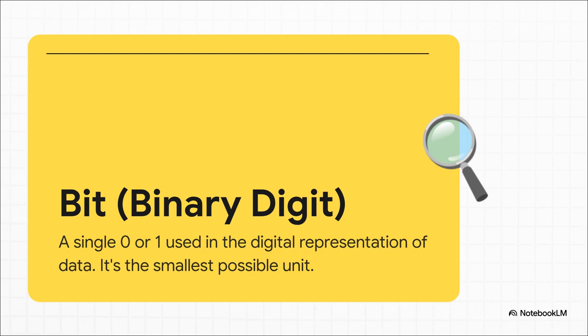And each one of those individual zeros or ones, that's what we call a bit, which is just short for binary digit. The easiest way to think about a bit is like a simple light switch. It can only be in one of two states, right? It's either off, which we call a 0, or it's on, which we call a 1. That's literally it. The entire digital universe is built from that simple, tiny switch.